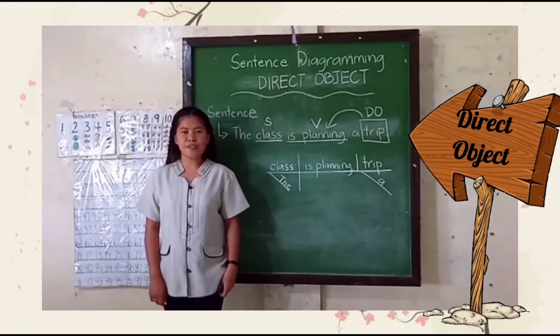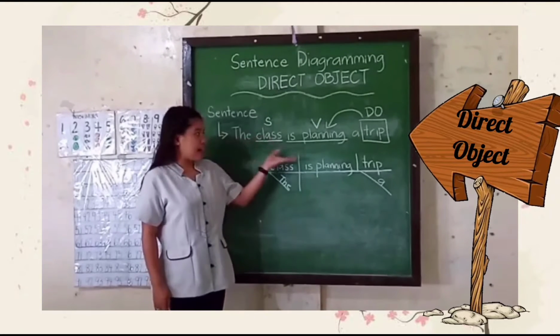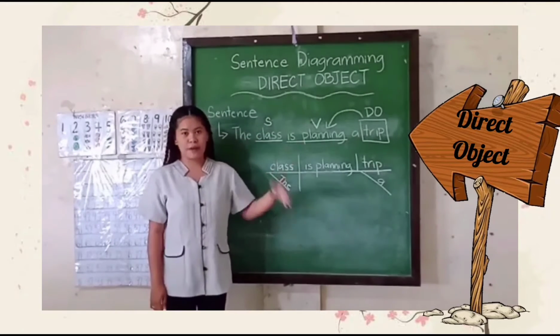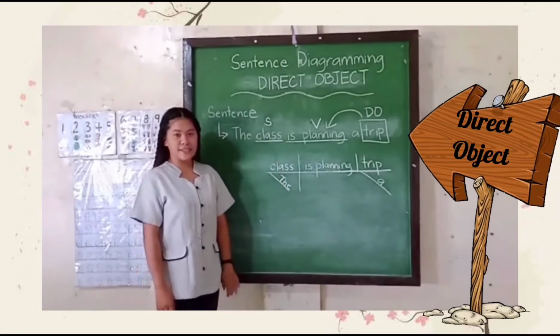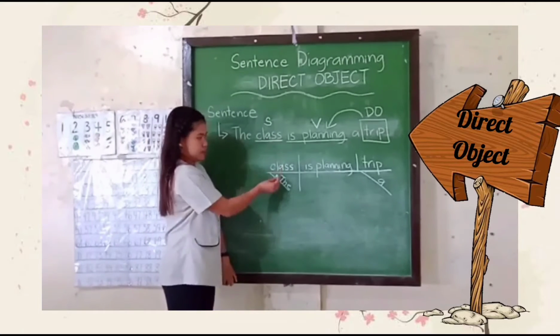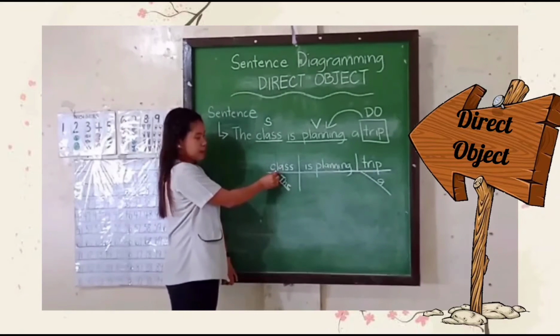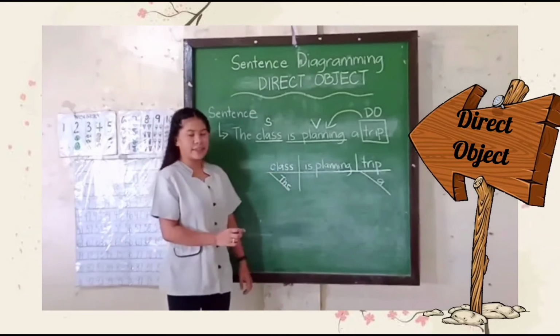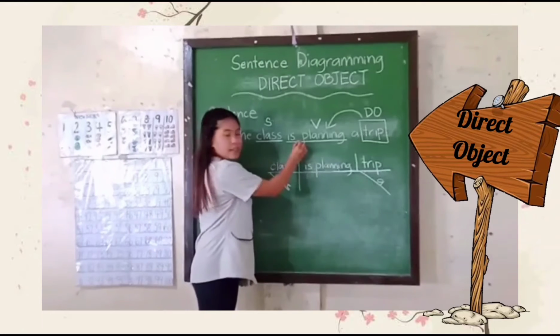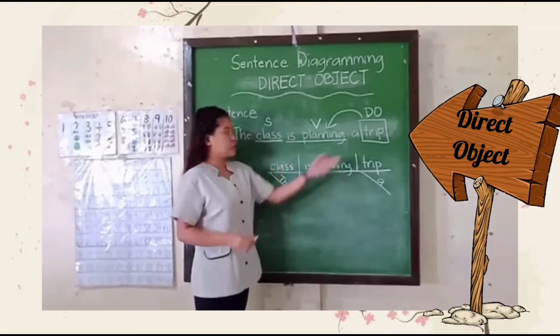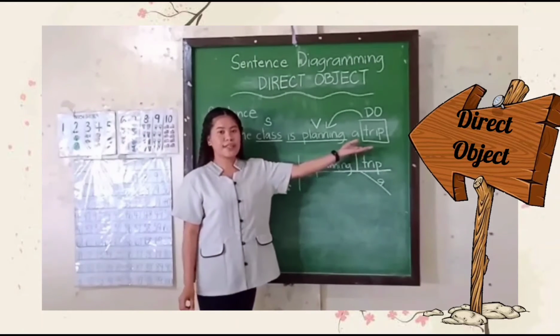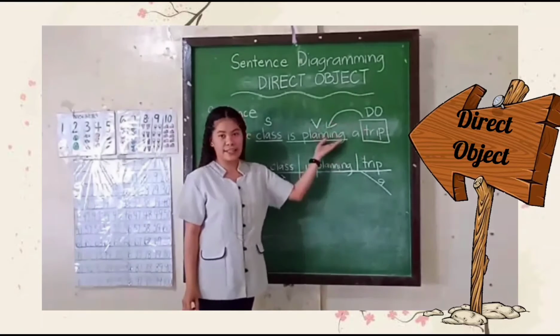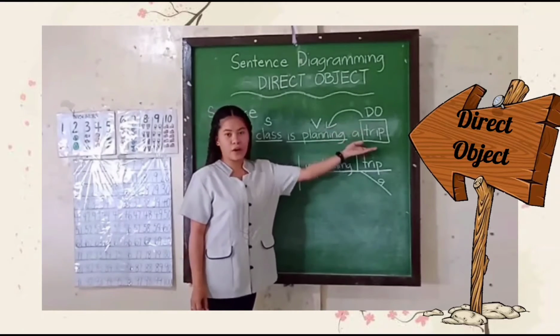The example sentence is: the class is planning a trip. The subject in the sentence is the class. So we're gonna write there the word class. And the verb in the sentence is planning. And the trip is the thing that they are planning. And that is a direct object.